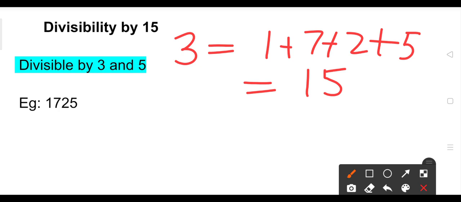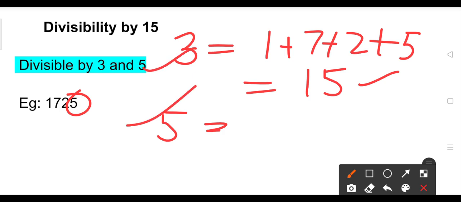And yes, 5 3s are 15. It means this is divisible by 3. First condition is completed. Now check the next condition. The divisibility of 5 says if the last digit is 0 or 5, then the number is divisible by 5. So here both the conditions are being followed. So this number is also divisible by 15.